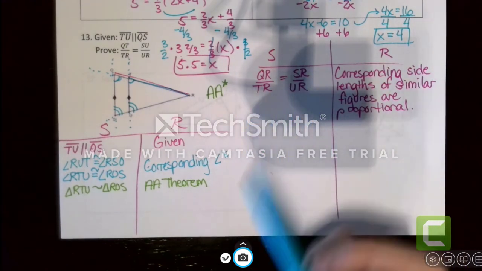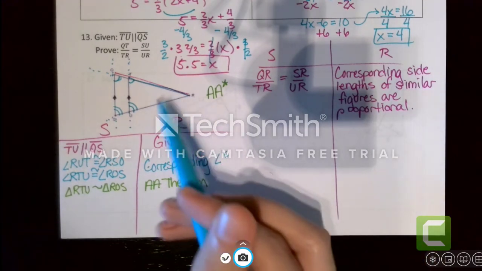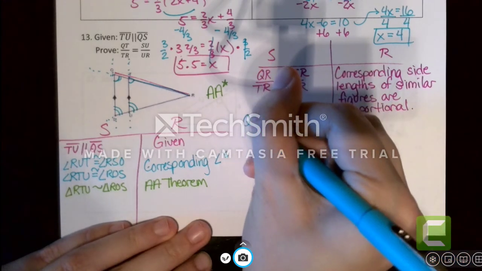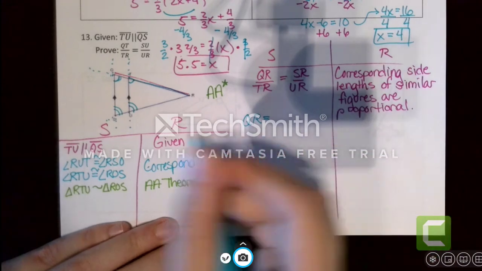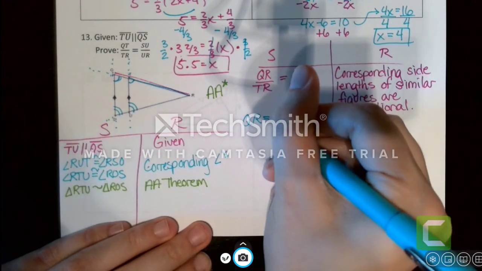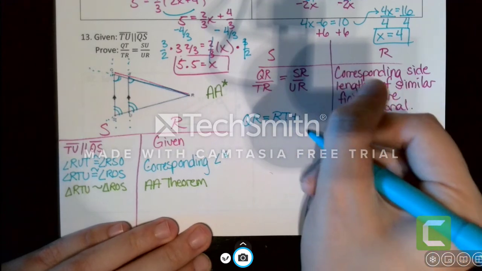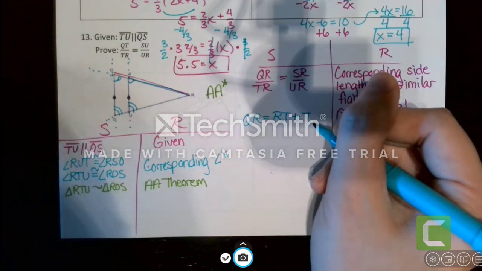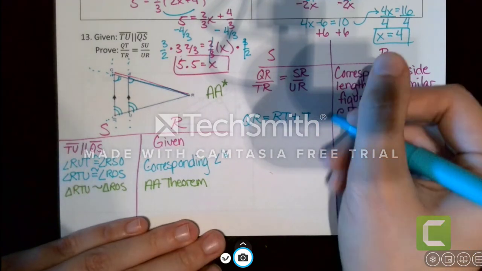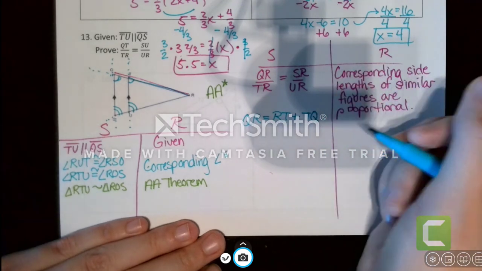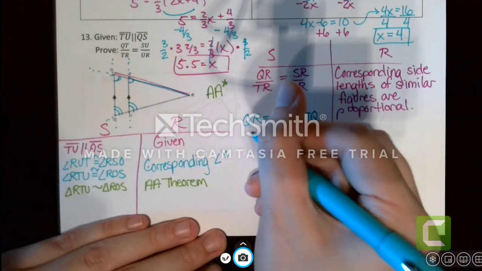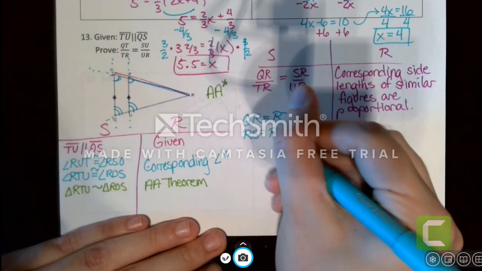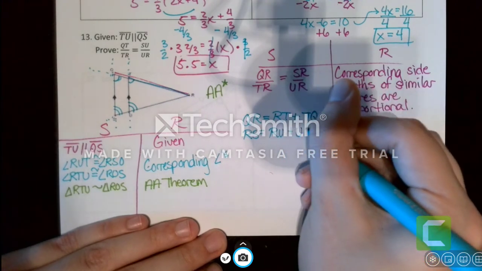Now we need to take a look at what makes up these sides. I can see that for the bigger triangle right here, QR is equal to the addition of segment RT plus TQ. Same thing goes for the other side. I can say that RS is equal to the addition of segments RU and US.